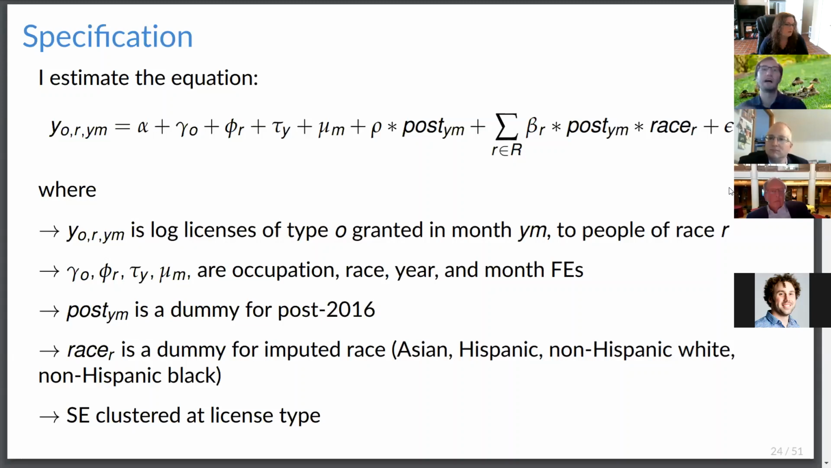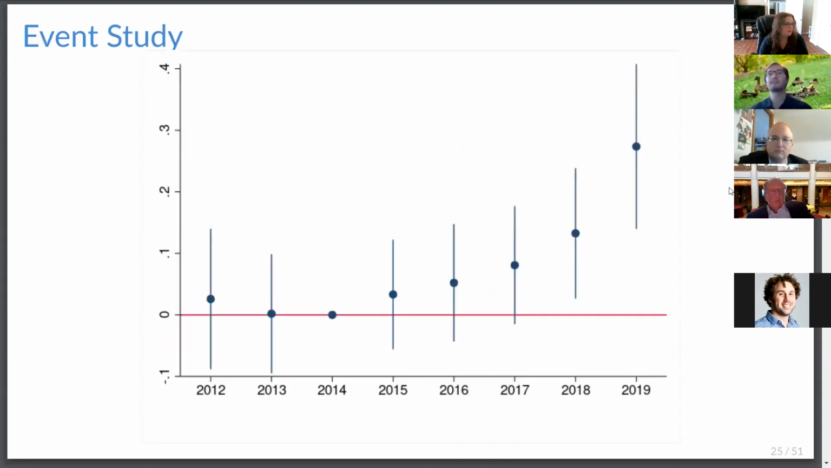And I'll talk a little bit about how I've experimented with seeing how robust it is to different specifications. Okay, so here's my baseline event study diagram. This one I think looks pretty all right. It doesn't appear to be a clear pre-trend before 2015 or 2016. And then there seems to be an increase in licensing for Hispanic licensees relative to non-Hispanic whites. These are log points on the left-hand side.